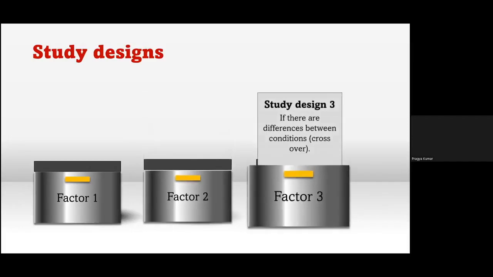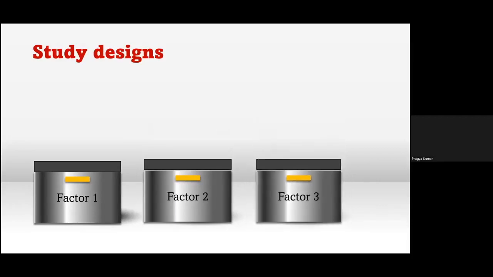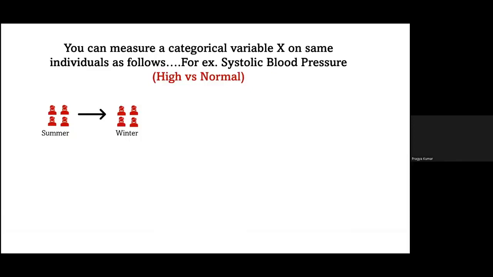And the third can be if there are some differences between the conditions, like crossover. And we will see what these types of study design are. So in this case, if I want to measure a categorical variable X on the same individual, like I have categorized systolic blood pressure as high and normal. I was giving this example that maybe I took 50 MBBS students and I measured their blood pressure in summer, and then again I measured their blood pressure in winter. And from this continuous data, I have made a categorical variable.